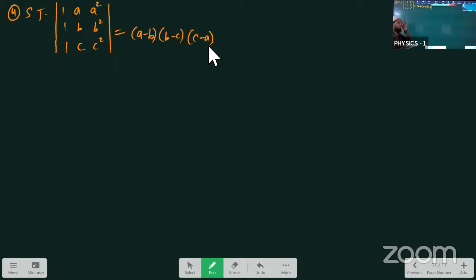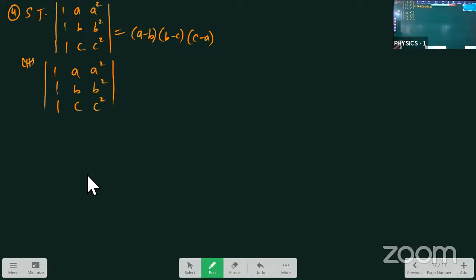So again, same here, we have to prove this LHS is equal to RHS. So consider the LHS determinant. Using determinant properties, we are going to prove LHS is equal to RHS. So first take LHS here. So LHS is the determinant of [1, a, a square], [1, b, b square], [1, c, c square].